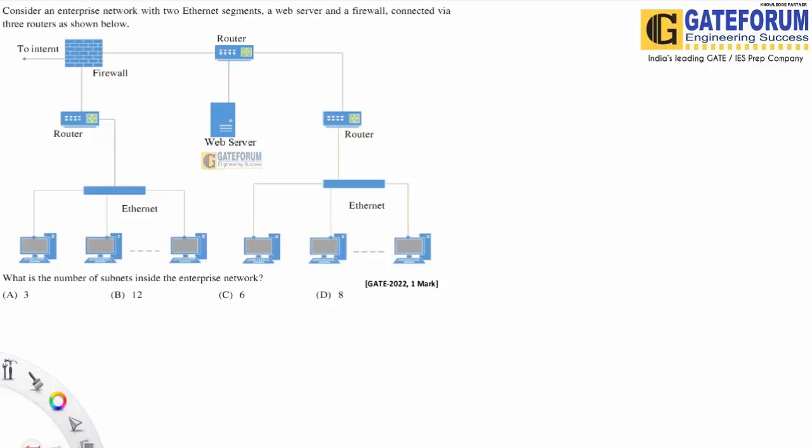So the question is: consider an enterprise network with two different internet segments, a web server and a particular file, connected via three routers as shown below. We are given three routers: one router, second router, third router. What is the number of subnets inside this enterprise? So we need to ask about these subnets.